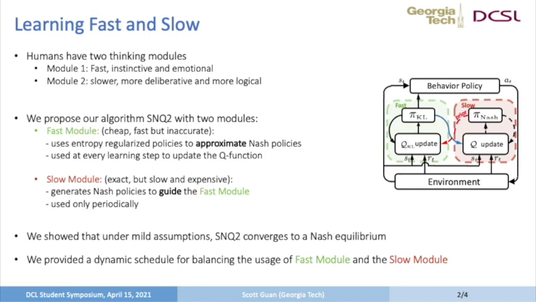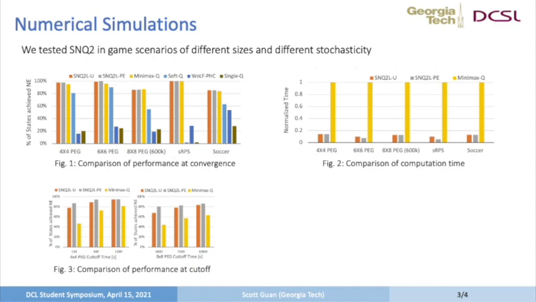Since balancing the fast and slow module's usage is essential to the performance of the algorithm, we provided a dynamic schedule to decide when to activate the slow module. We tested SNQ2 in game scenarios of different sizes and different stochasticity. We compared the performance with different algorithms, notably the Minimax Q algorithm, which always used a slow module mentioned earlier to update its Q function.